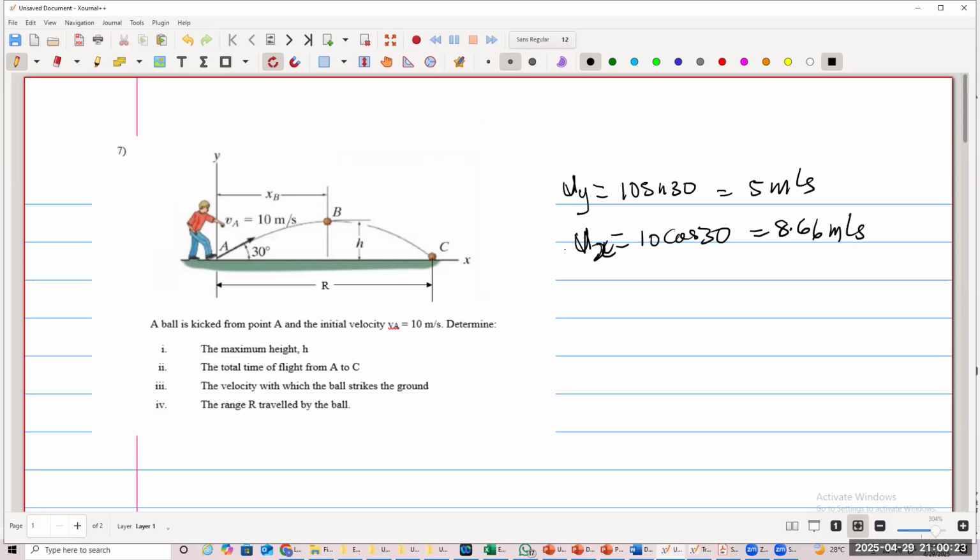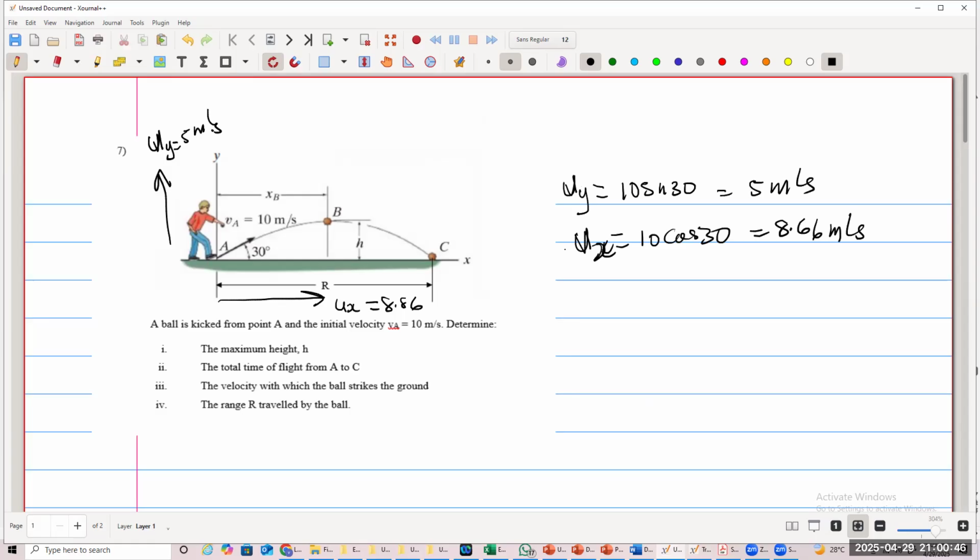So those are the initial. So it means that it will not change. This is its horizontal velocity, which is your Ux, which will not change for the motion, 8.66. But your vertical one will change, which is 5. So this is your u that it starts off with. Your Uy is going to be 5 meters per second. All right.